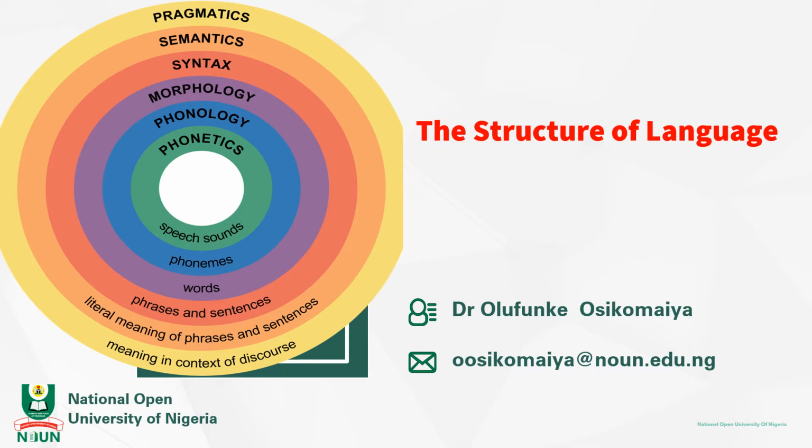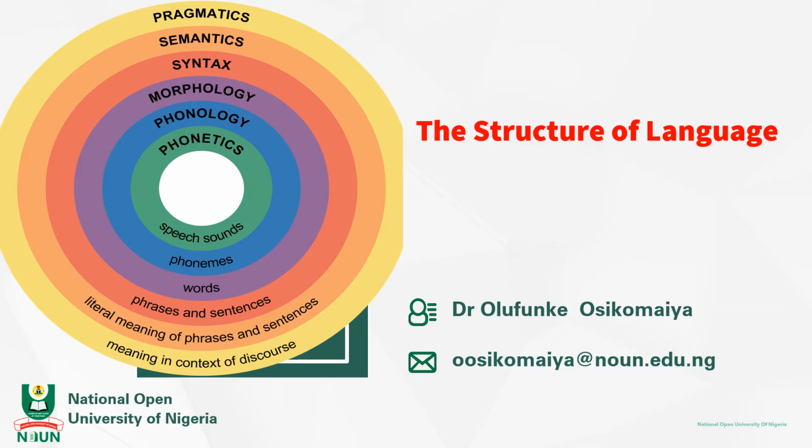When we talk of phonetics, we are talking about speech sounds. The study of speech sounds in the language is known as phonetics. Phonology deals with phonemes, that is, with pronunciation. When we talk of words and word formation, we are talking about morphology, the purple circle. The next one is syntax, and syntax talks about phrases and sentences. It deals with how words are grouped to form phrases, and how phrases are put together to make a sentence.